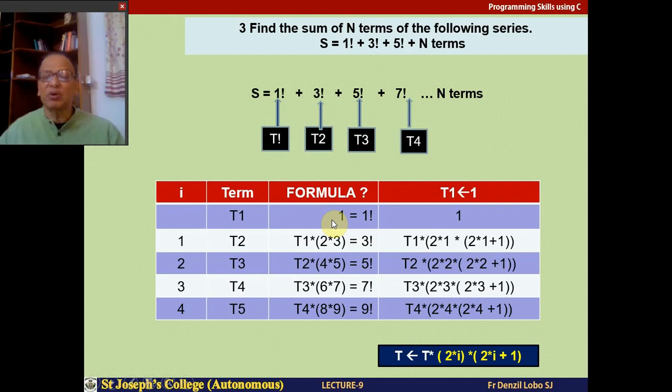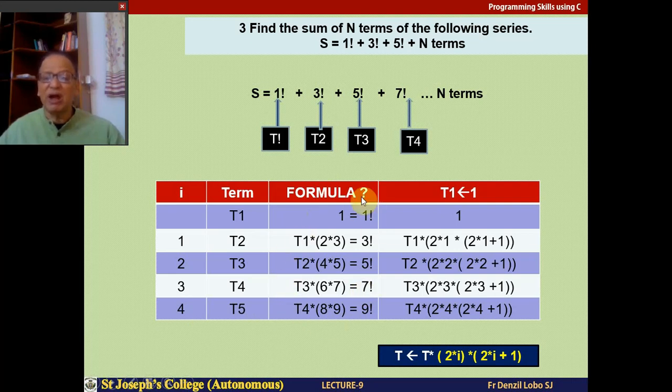So T1 is equal to 1. So assign 1 to T1. Then how do I get T2? I value is equal to 1 here. So I have to get 2 and 3 from I value 1. So how do I get that? So I value is 2. The previous term is T2. I have to multiply by 4 and 5 to get 5 factorial. When I value becomes 3, I have T3 into 6 and 7. I get 7 factorial, etc. So this is how you have to write.